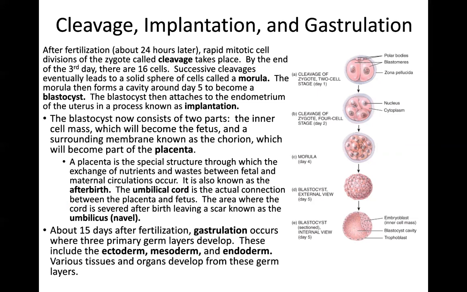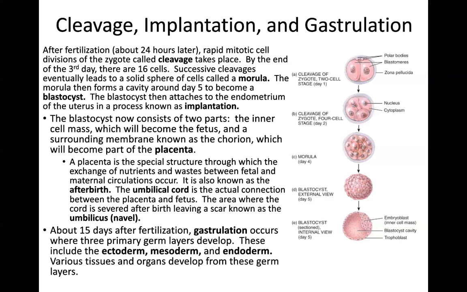The umbilical cord should not be confused as part of the placenta. The umbilical cord is the actual connection between the placenta and the fetus. So the placenta grows in the womb, inside the uterus, just like the baby does. And then connecting the placenta to the baby is the umbilical cord, which when the baby's born, they have to cut.